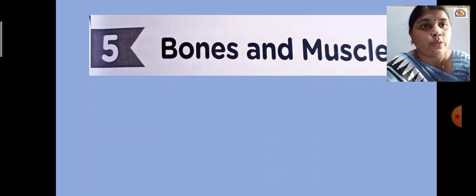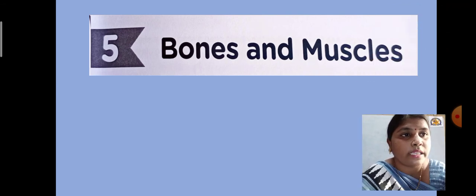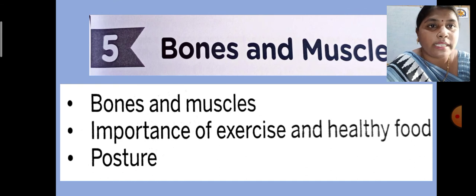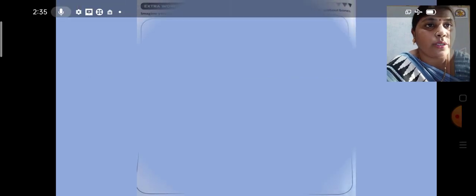So let us move to the next chapter, or next lesson, lesson number 5, bones and muscles. And what we learn in this lesson: bones and muscles, the importance of exercise and healthy food. And the last point is posture, how to stand, how to sit, how to walk. These 3 points we learn in lesson number 5, bones and muscles. So let us see the worksheet.